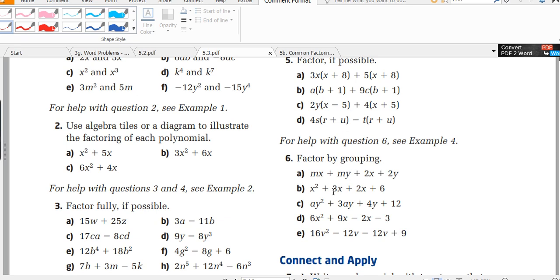These ones are by grouping. Now, 5 might throw you off a little bit, but if I do this, it might help.